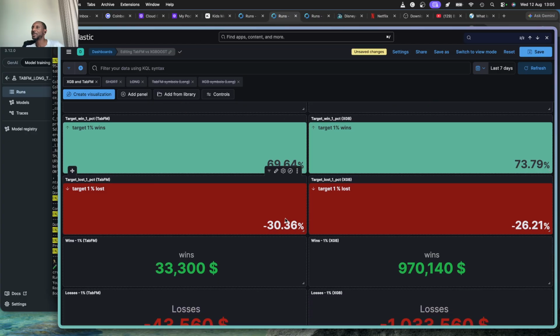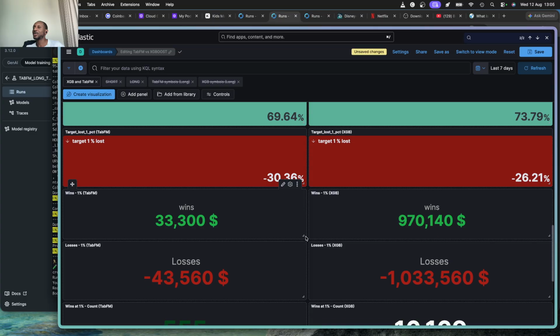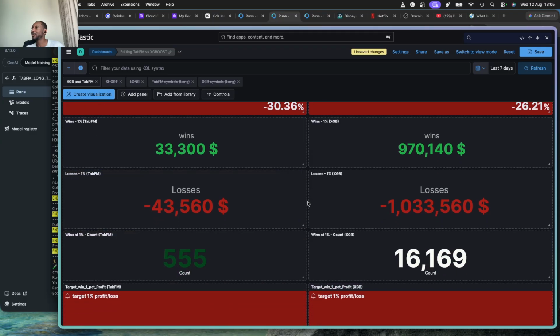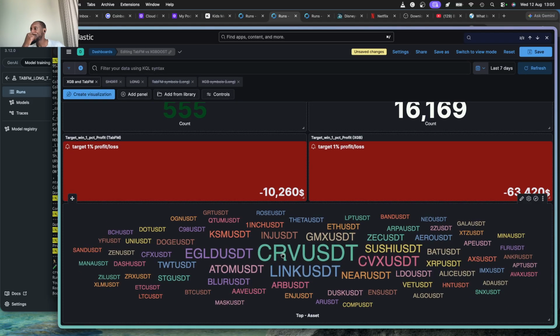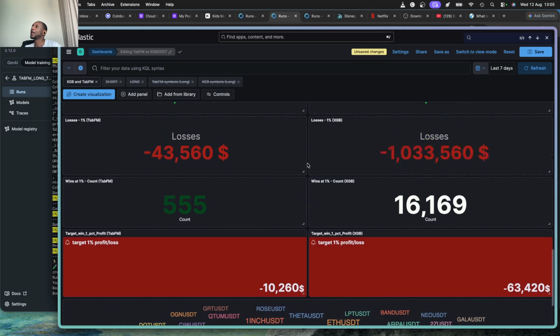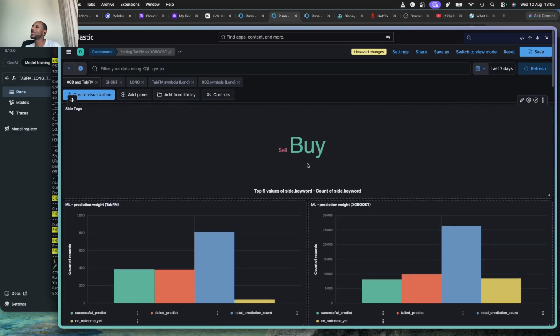So that's what I was saying about this. So yeah, this is not good, right? We are losing both ways. These are all the assets. Now, this is just a blank one.